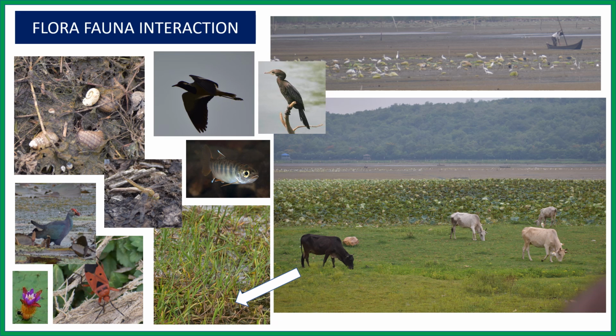And you can see water birds like cormorant, little cormorant, greater cormorant. They feed on fish species. And you can see how grass is so important. Cattle would be grazing on such grasses. So this is entirely an interaction between the flora and fauna, which is deeply and closely associated with each other in this small ecosystem.